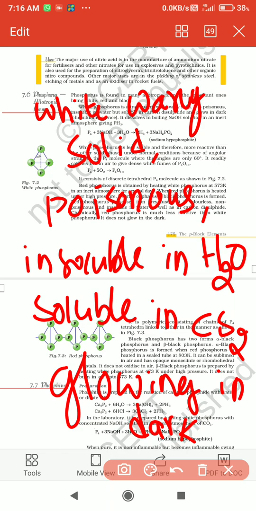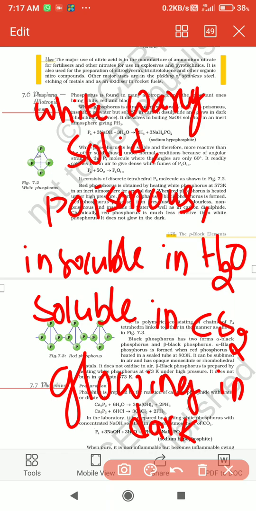When white phosphorus reacts with sodium hydroxide and water, it produces phosphine, PH3, along with sodium hypophosphite. These are the major properties, right?